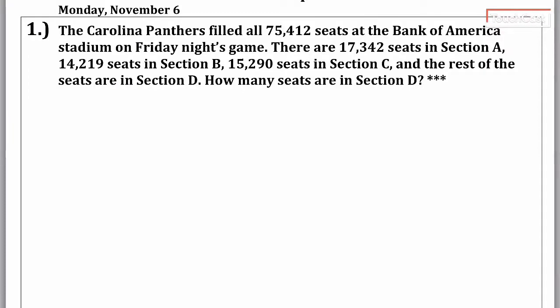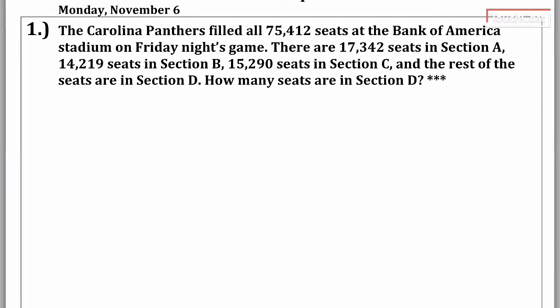All right, so we're going to get started with our first problem of the week. The word problem reads: the Carolina Panthers filled all 75,412 seats at the Bank of America Stadium on Friday night's game. There are 17,342 seats in Section A, 14,219 seats in Section B, 15,290 seats in Section C. The rest of the seats are in Section D. How many seats are in Section D?